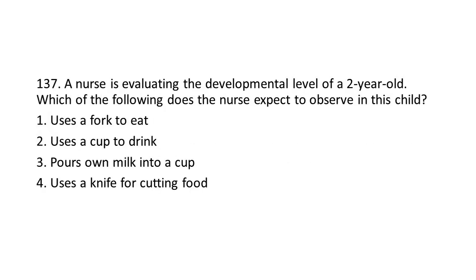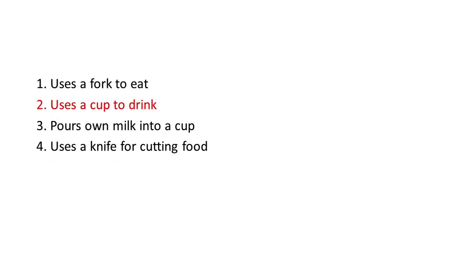137. A nurse is evaluating the developmental level of a 2-year-old. Which of the following does the nurse expect to observe in this child? 1. Uses a fork to eat. 2. Uses a cup to drink. 3. Pours own milk into a cup. 4. Uses a knife for cutting food. The answer is 2. Uses a cup to drink.